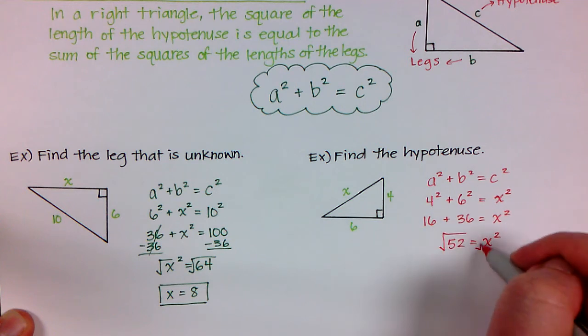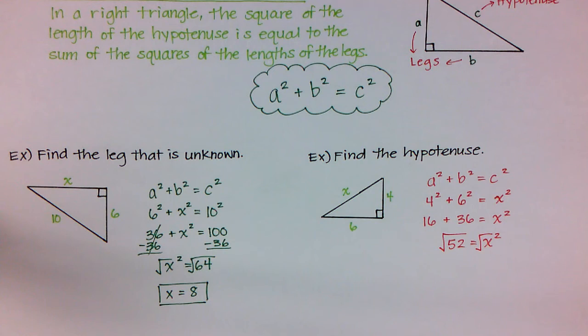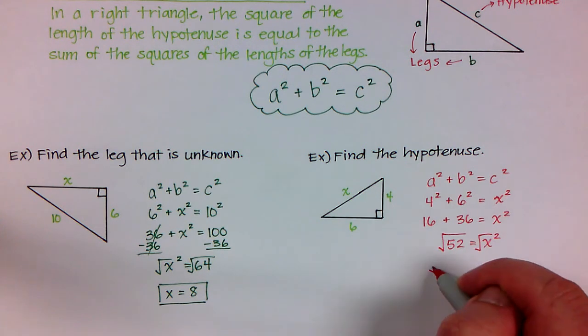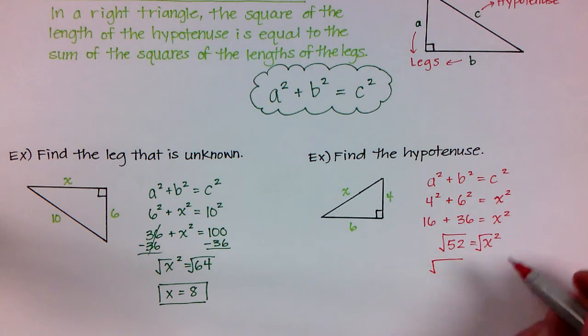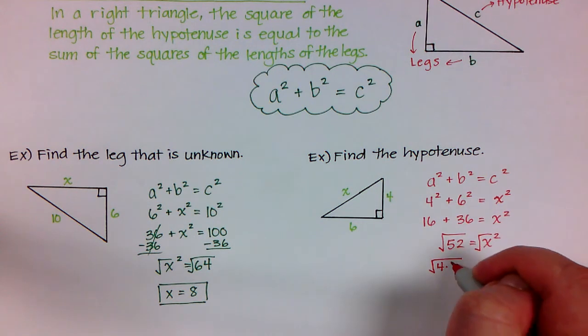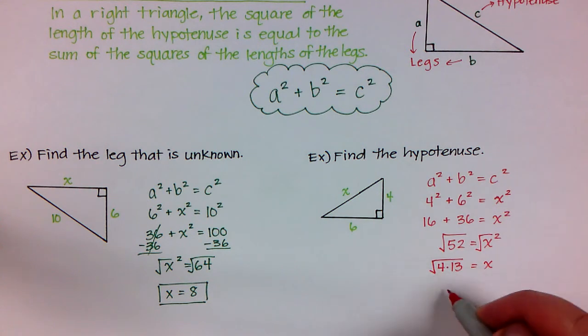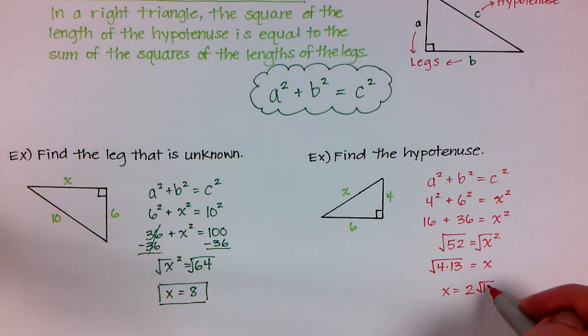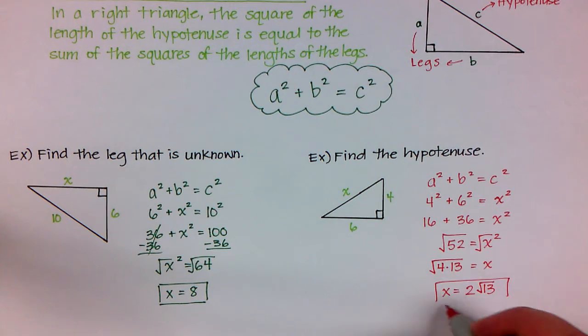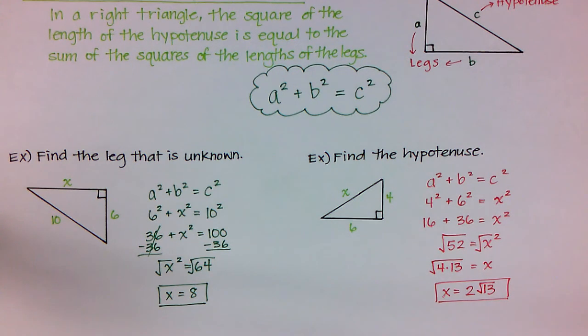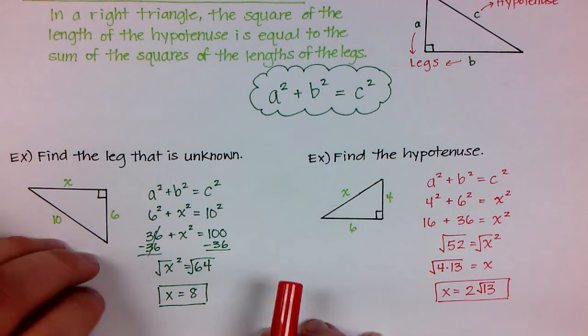And then we're going to take the square root of both sides. Now, I don't know what the square root of 52 is. So what we need to do is just write it in the simplest form. And so we're going to think, well, what two numbers, when I multiply them, do I get 52? And I can say 4 times 13. That's going to give me my x. And the square root of 4 is 2, so in the end I'm going to say the answer is 2 square root of 13. That is going to be the length of my hypotenuse. And now I'm done. Okay, let's move on.